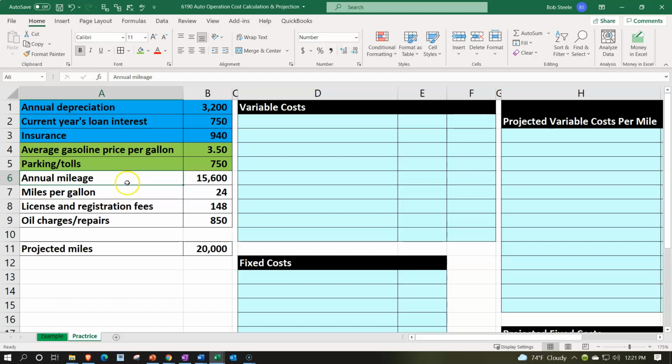We have the annual mileage. Annual mileage is going to be helping us out with the calculation of the variable costs typically, because we're going to base our variable costs on the change in mileage. And then we got the miles per gallon. That's going to help us out with our variable costs as well, so that we can break down the costs on a per gallon basis.